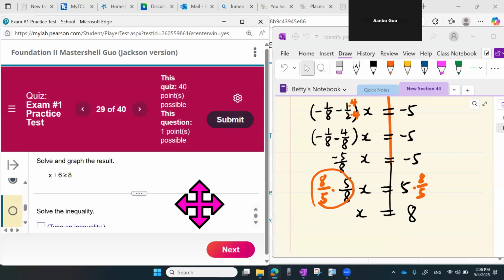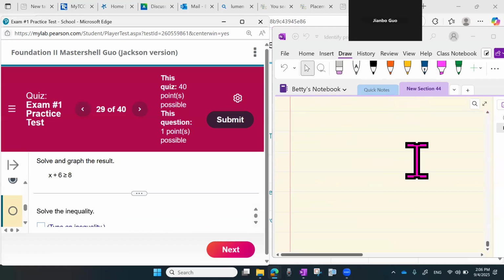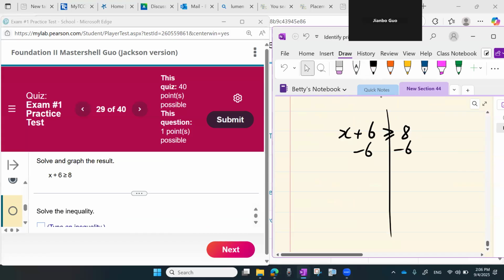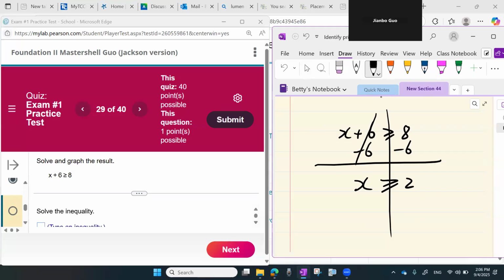Question number 29. Solve and graph the result. This inequality is very simple. X plus 6 is bigger than or equal to 8. Separate the middle, -6 to isolate x. We have x by itself now on the left side. On the right side, we have 8 minus 6, which is 2. We do not need to change the direction of the symbol in the middle because we do not multiply or divide negative number, right? We subtract the number. That doesn't change the direction. So it is x bigger than or equal to 2.